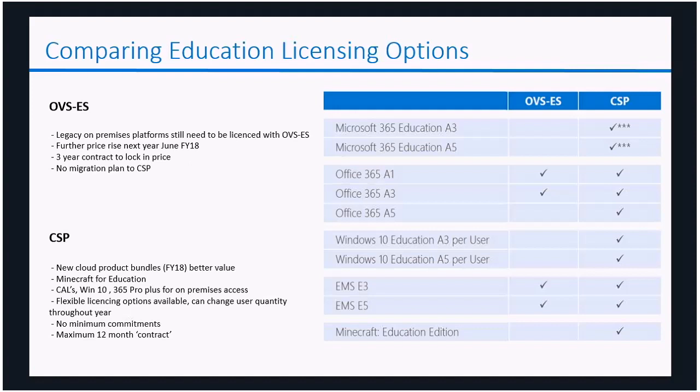So where with OVS you had a minimum commitment to the 5 full-time employees, or FTE, as I'll be referring to it from now on, with CSP there is no minimum commitment. So if you just want one license, you can buy one license. And it's also flexible. So if your user count changes throughout the year, you can adjust it. And that's because Microsoft bill monthly, basically. So they allow you to adjust it up or down depending on how you want to do that.